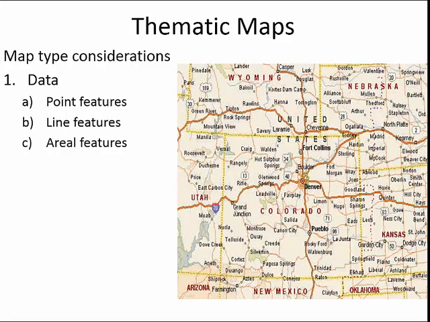And then there's also line features, another map type consideration that displays data. The line features here, you've got political boundaries of states within the contiguous United States. Also, you have line features of roads. Here you have Interstate 70 going through Colorado. Interstate 80 is here as well, but on this portion of the map, it's displayed but it's not labeled.